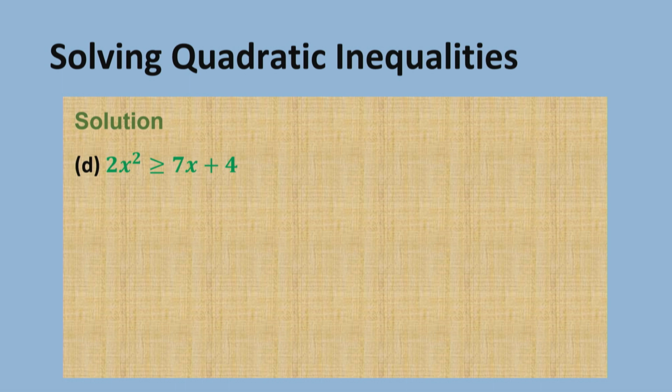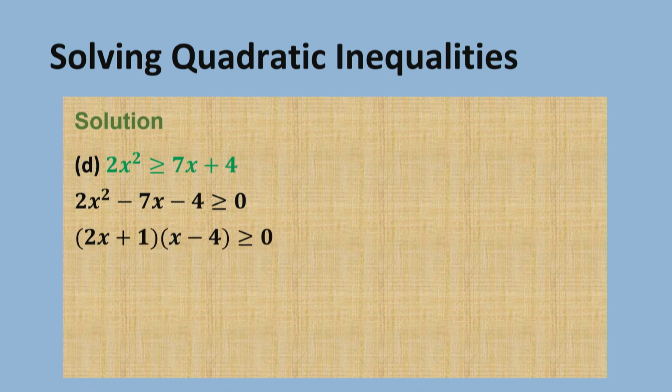Part D. 2x² greater or equal to 7x + 4. Well, we cannot solve it like this, right? So what are we going to do? We send the 7x and 4 to the other side. So that will be 2x² - 7x - 4 greater or equal to 0. Next step will be factorization. That's right. So (2x + 1)(x - 4) greater or equal to 0. And then what do we do? Well, critical values, that will be minus half and 4.